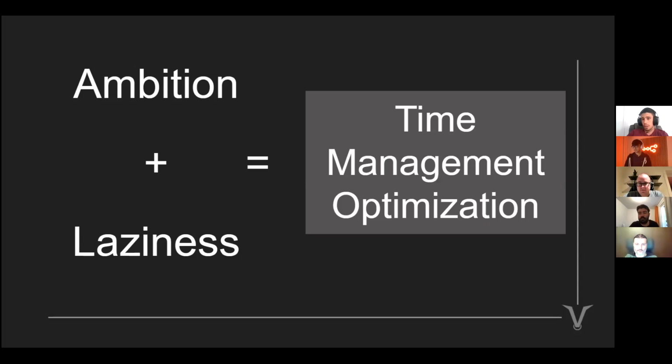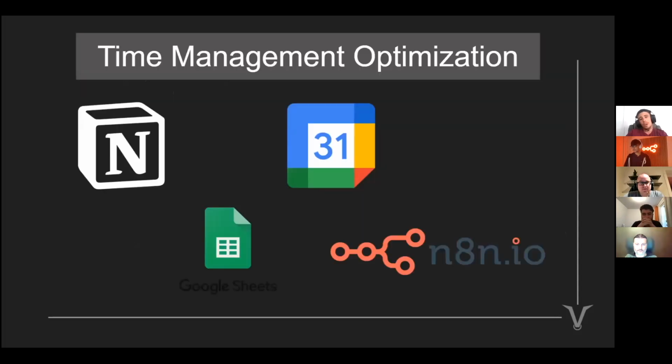Also, I am not a developer. I'm kind of Excel savvy from working in finance, but I am not a full-time developer. So basically, I built my time management optimization system around four tools, which are Notion, Google Sheets, Google Calendar, and n8n. And I'm going to show a bit of the workflows that I use to do that.